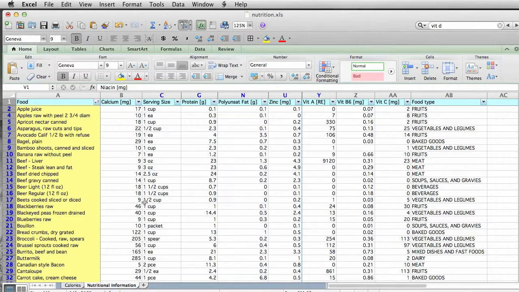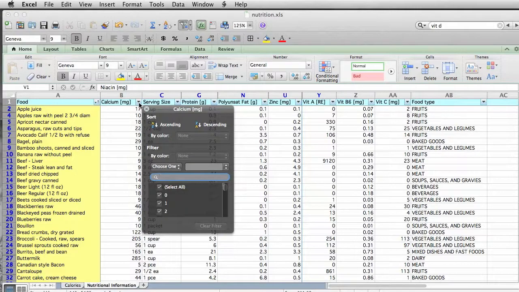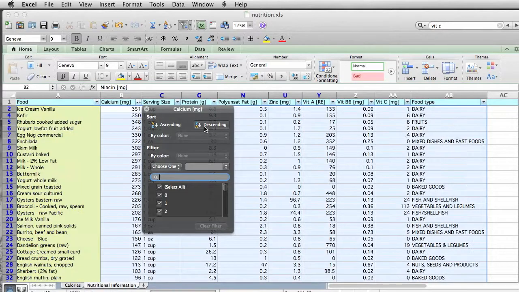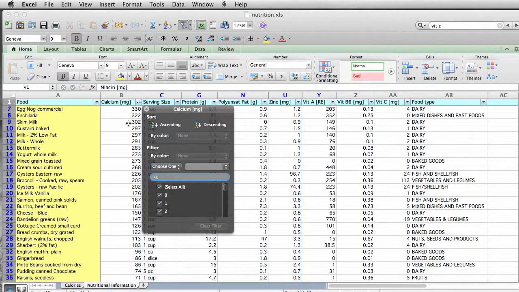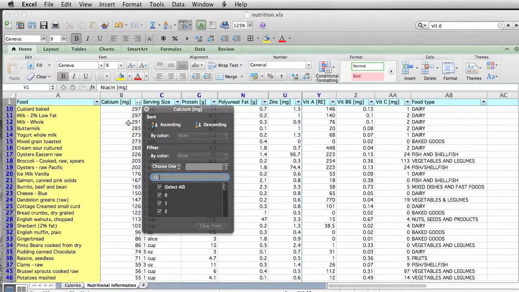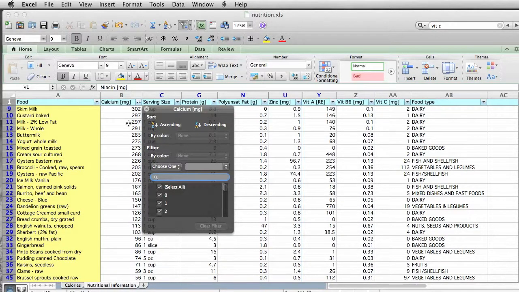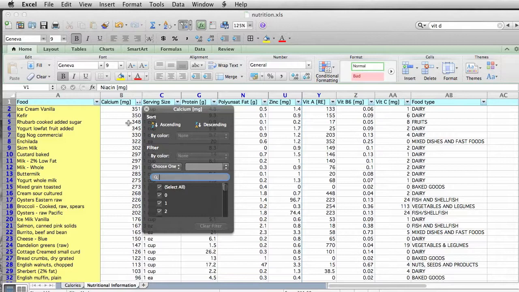But now we want to look for those things which are high in calcium. So I click over here on calcium and I say I'd like to look at descending, which will put the highest values at the top. And now we can see here that vanilla ice cream has the highest calcium concentration per serving size. As you scroll down here, you're going to see that the numbers will drop, and so it's organized in sequential order from high to low. Now, if you were trying to determine the foods that would be best for recommending to a person who might have the risk of osteoporosis, you definitely want to include those foods that are high in calcium.